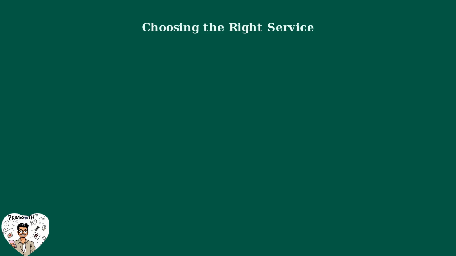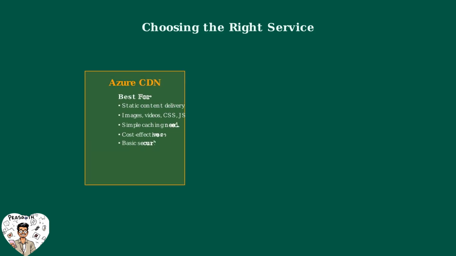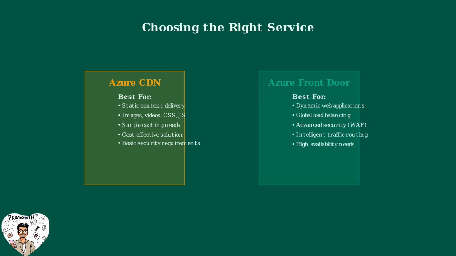Azure CDN is your go-to choice for static content delivery. If you're serving images, videos, CSS files, or JavaScript to users worldwide, CDN provides fast, cost-effective caching with basic security features. Azure Front Door is designed for dynamic web applications that require intelligent traffic routing, global load balancing, and advanced security features like web application firewall protection. Let's look at some key performance metrics to help you decide. Consider factors like latency optimization, security capabilities, and implementation complexity.